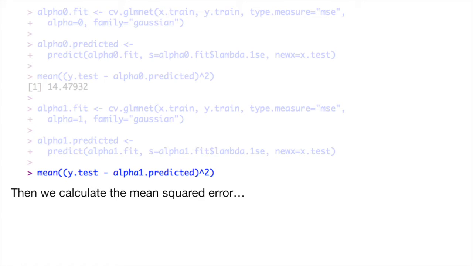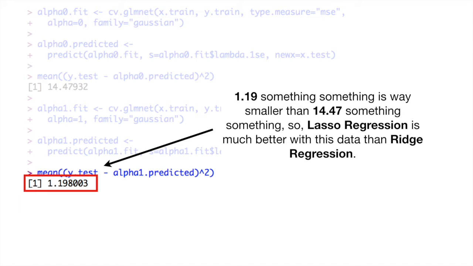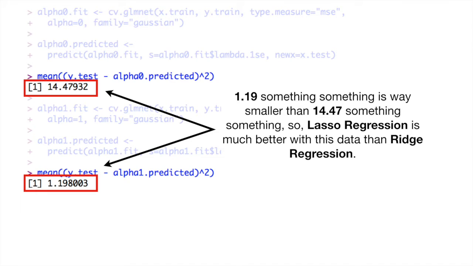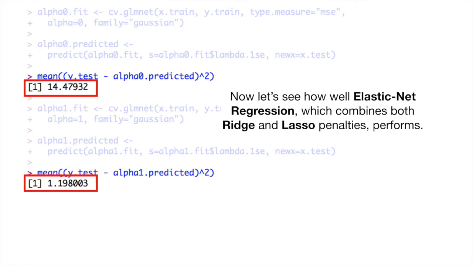Then we calculate the mean squared error, and we get 1.19 something something. 1.19 something something is way smaller than 14.47 something something, so lasso regression is much better with this data than ridge regression. Double bam! Now let's see how well Elastic-Net Regression, which combines both ridge and lasso penalties, performs.